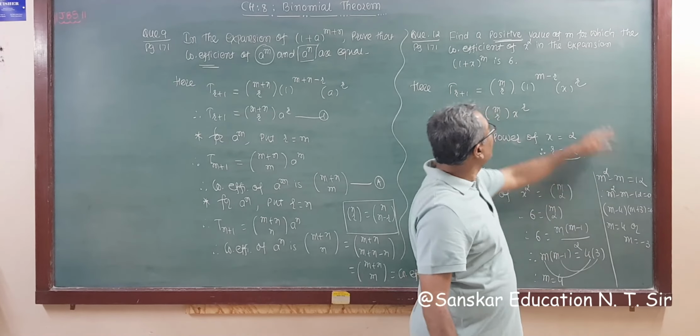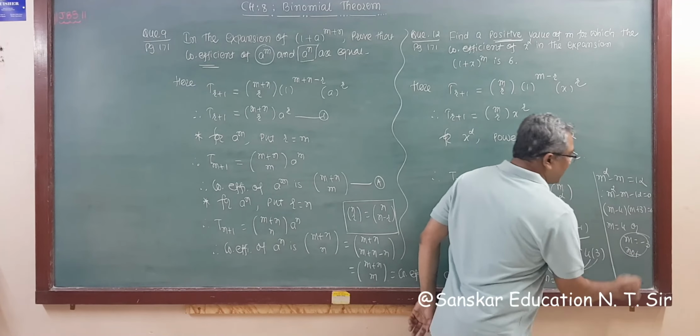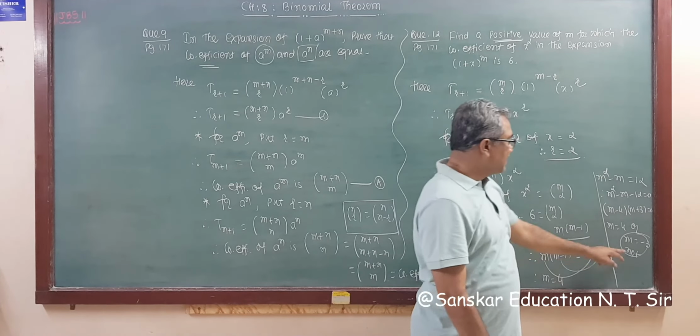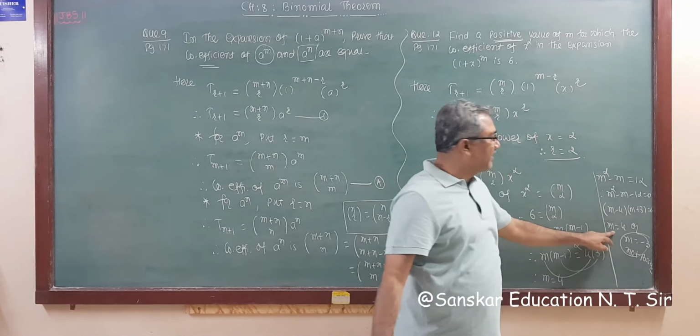This is not possible as it is given positive numbers. So this is not possible. So what is your answer? I am not writing all steps. So the possible value of m is 4.